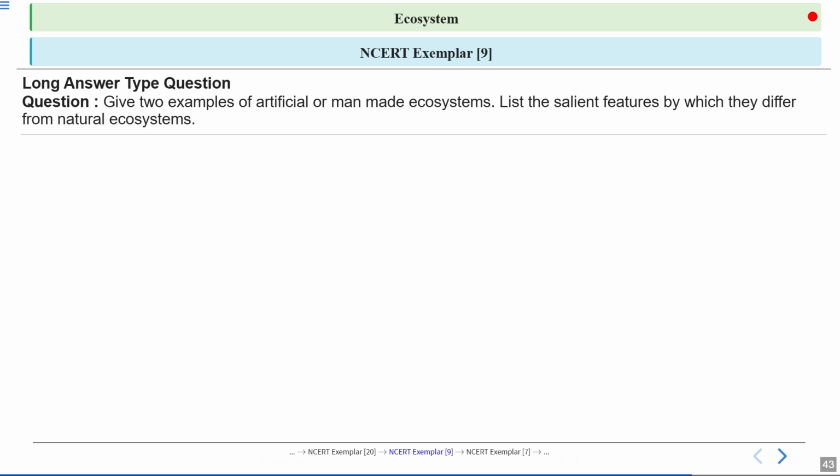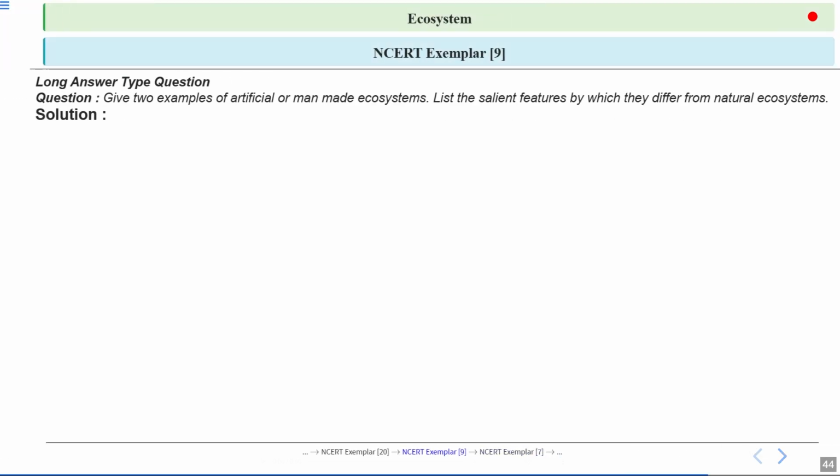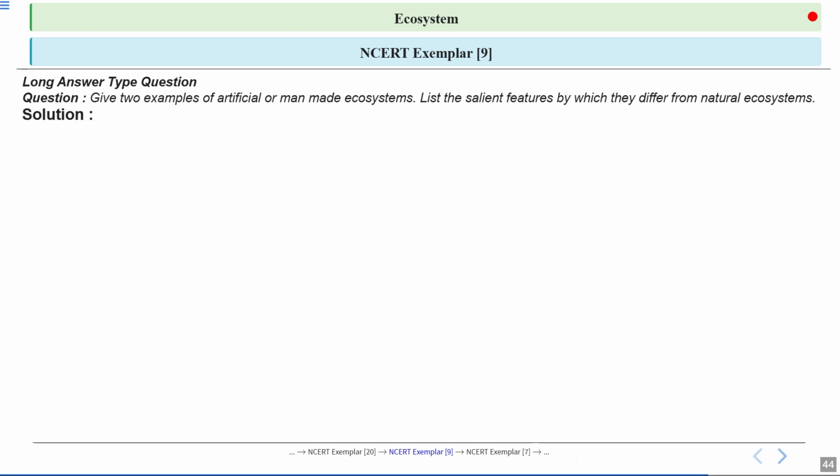Next question is, give two examples of artificial or man-made ecosystem. You have to list the salient features by which they differ from natural ecosystem. Let's have a look at the answer.